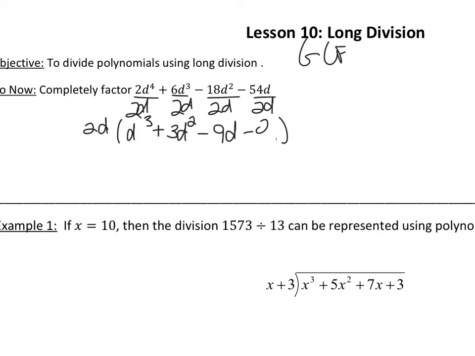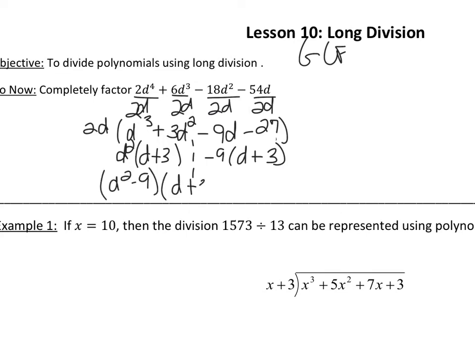Okay, all right, so we're going to bring this down the middle. I'm going to take out a D squared here and be left with D plus 3. And I'll take out a negative 9 here so I can have a D plus 3 as well. Then I'm going to write D squared minus 9 and then D plus 3 and drop down the 2D as my GCF.